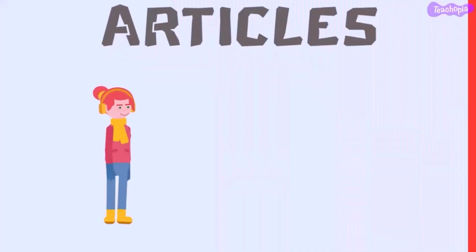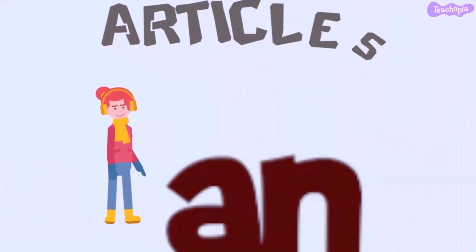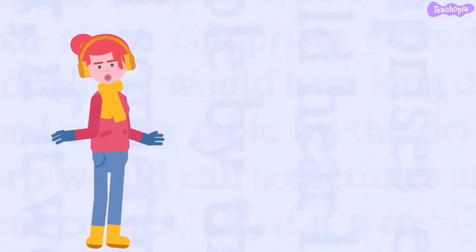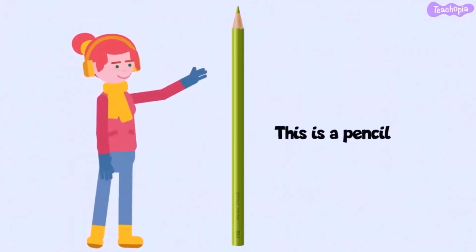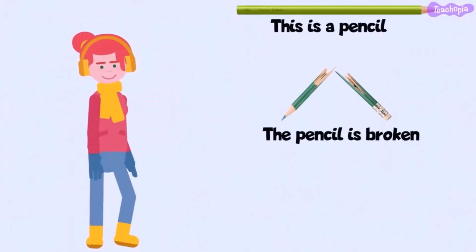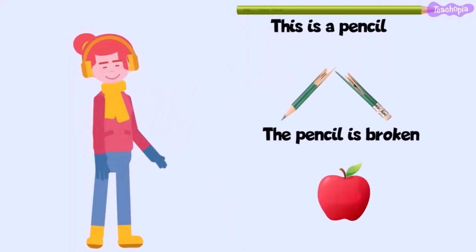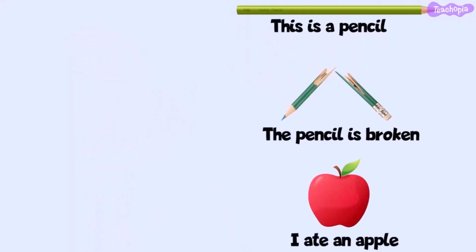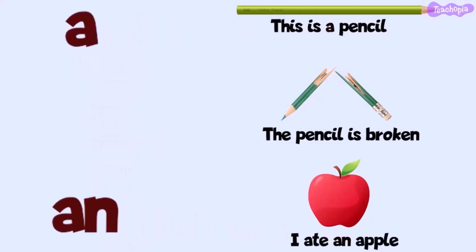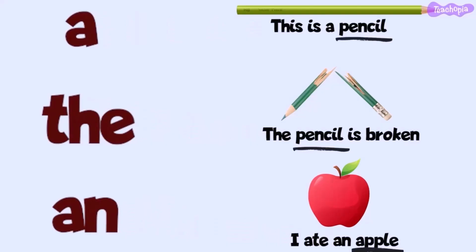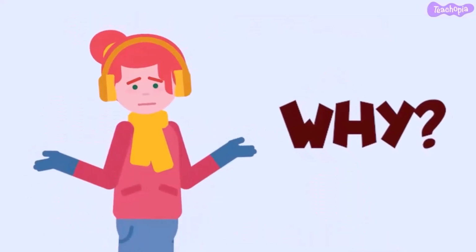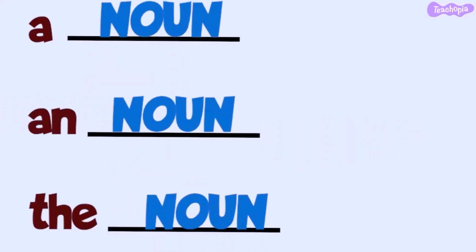Let's learn about articles. A, an, and the. Here are a few sentences. Let's read them together. This is a pencil. The pencil is broken. I ate an apple. We use the words a, an, and the before the nouns pencil and apple. But why? A, an, and the are words we use before some types of nouns.